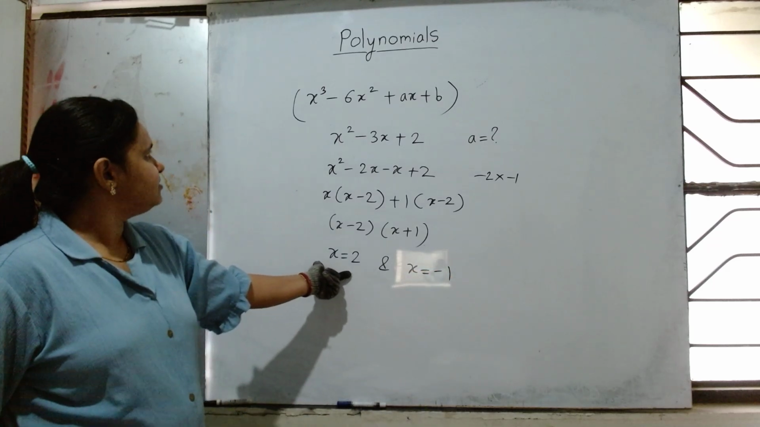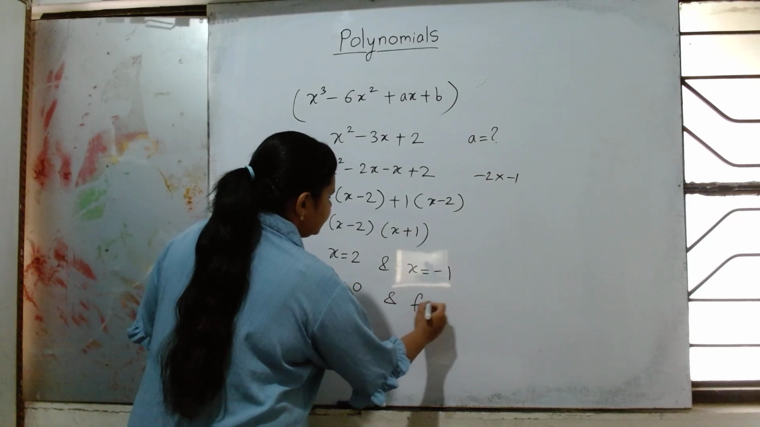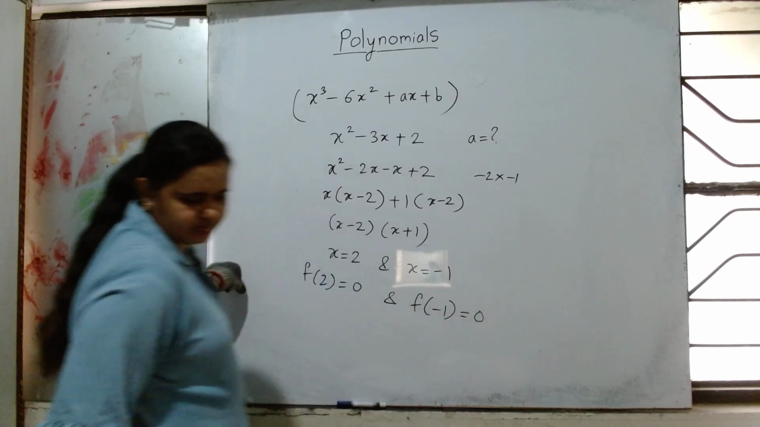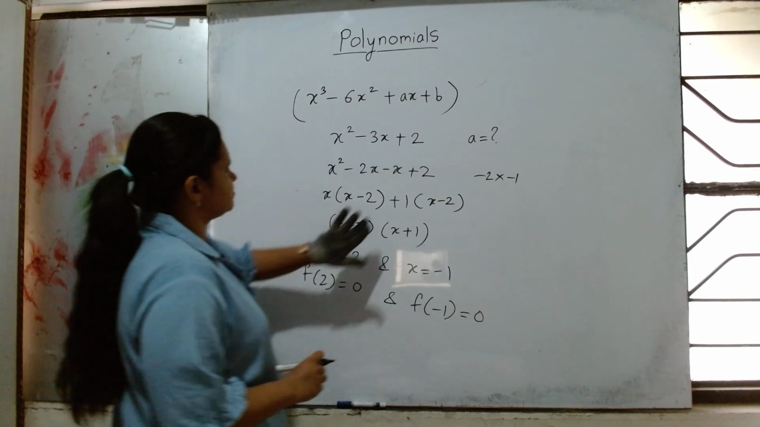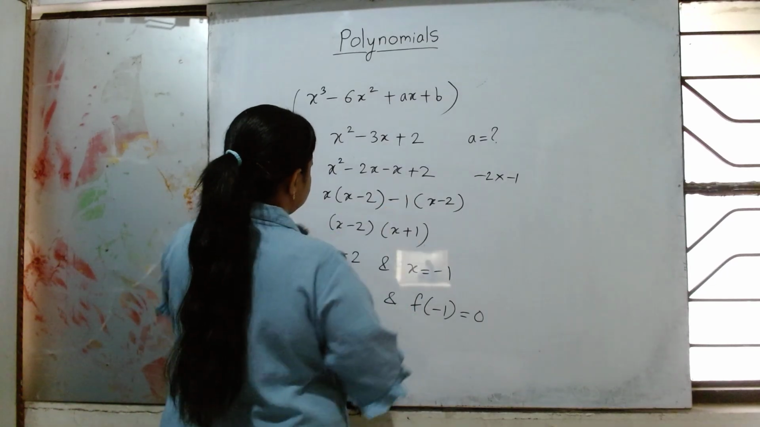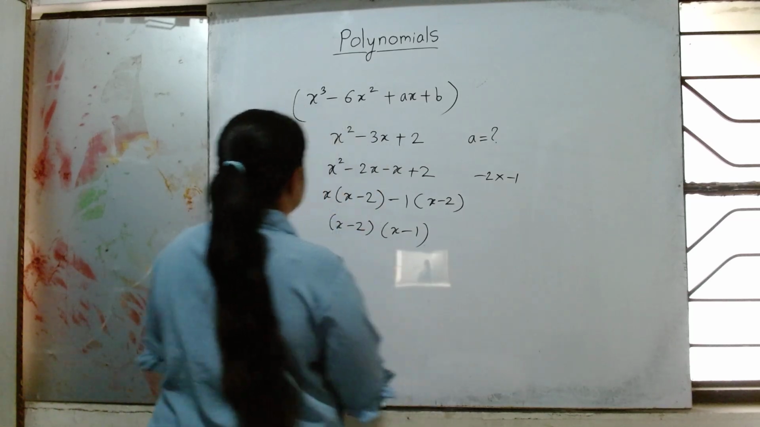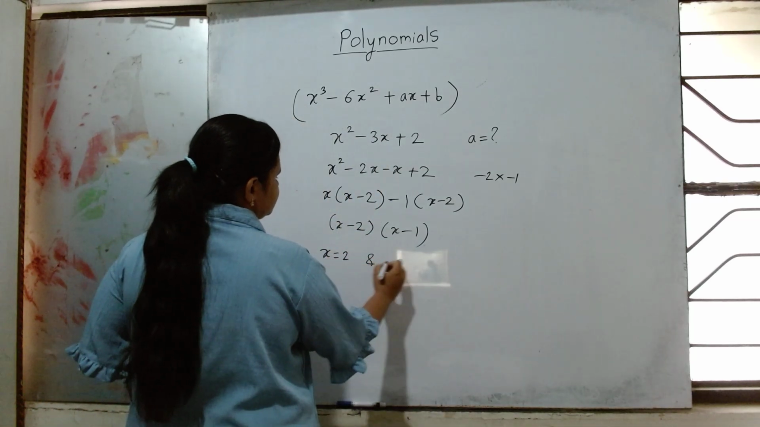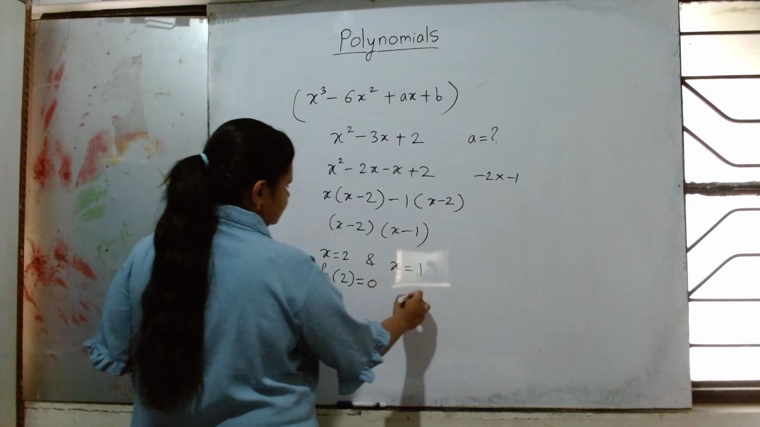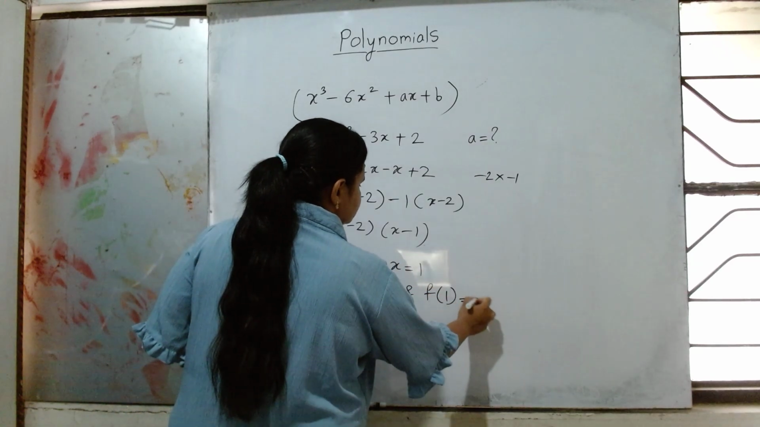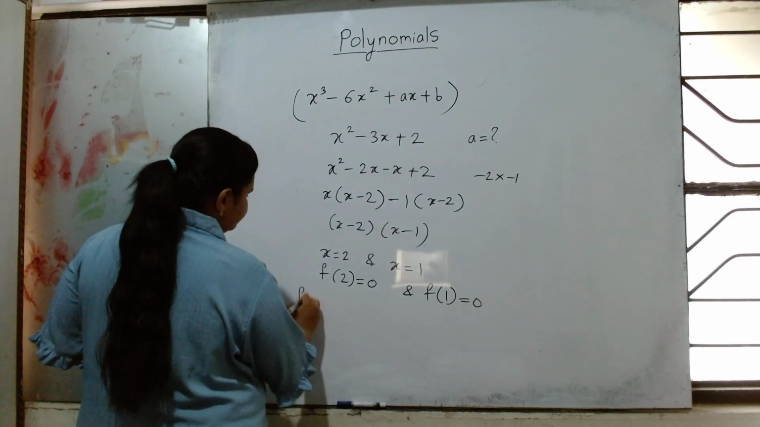So by remainder theorem, f of 2 will be equal to 0 and f of minus 1 will be equal to 0. Here it is minus, so x equals 2 and x equals 1 are the factors. So f of 2 will be equal to 0 and f of 1 will be equal to 0. Now we will find f of 2 and f of 1.